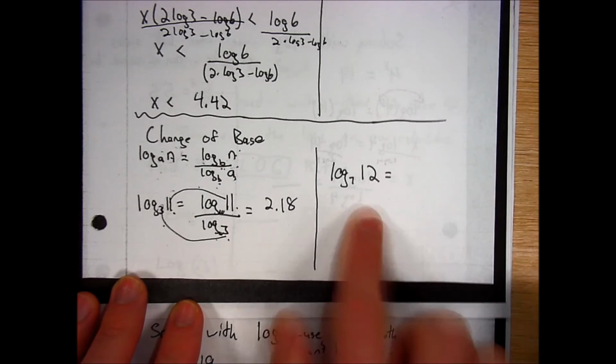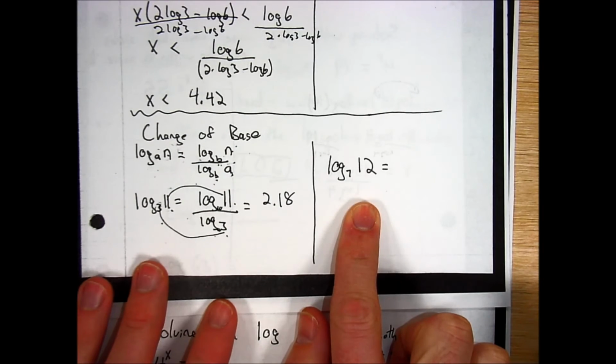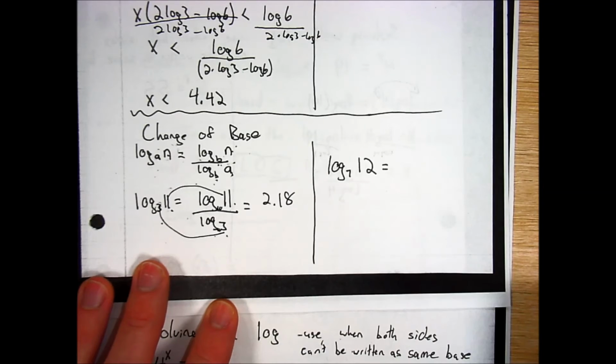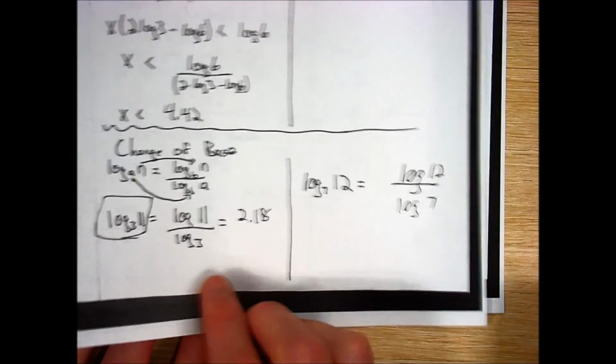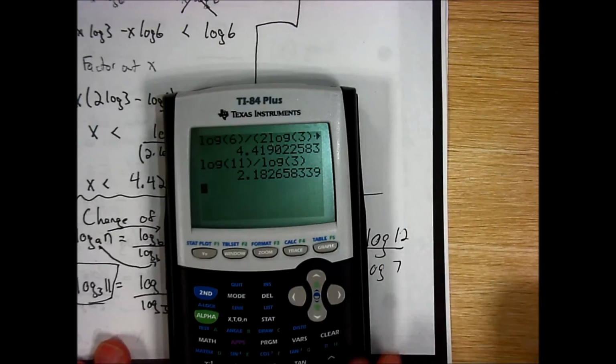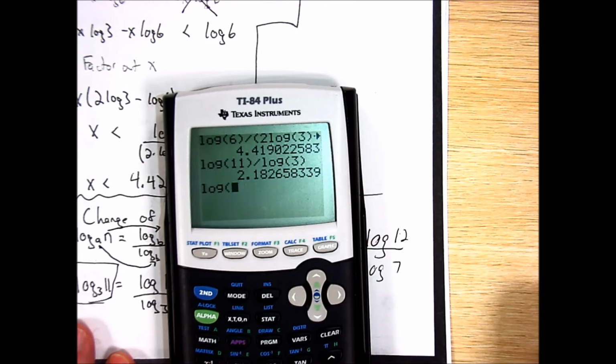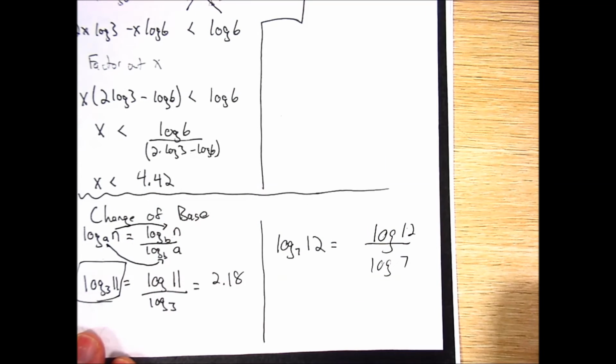Okay? Go ahead and try that one if you want real quick. Hit pause and try this one real quick. Alright, and did you get, okay, log of 12 over log of 7? .27, well, that'll round up to 70.